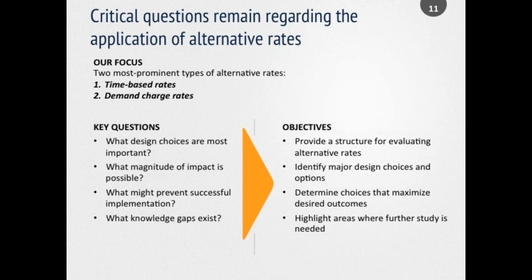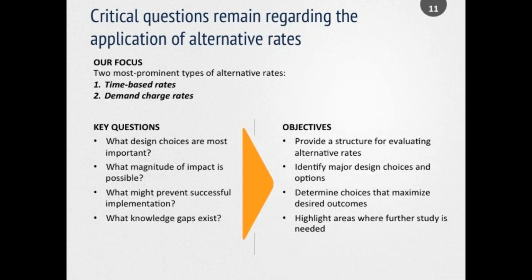With our research, we asked a series of questions. First of all, what design choices are most important for determining whether a given rate is going to achieve the various objectives that are out there? And then what magnitude of impact can they actually have? What might prevent them from being successfully implemented? And after looking at all that, what are the big knowledge gaps that are out there?